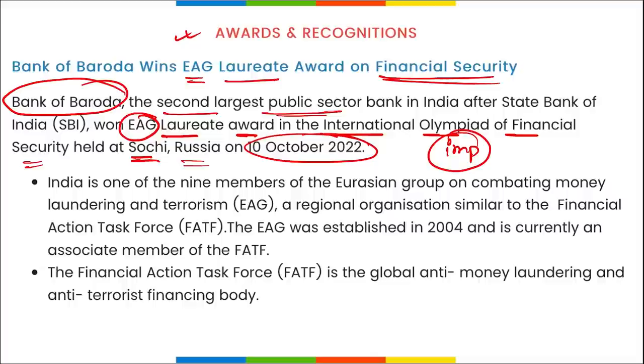Alright, highly important. Then remember, India is one of the 9 members of the Eurasian Group on combating money laundering and terrorism, that is EAG, a regional organization similar to FATF, that is the Financial Action Task Force. And this FATF is basically an organization that works towards countering terror financing. The EAG was established in 2004 and it is currently an associate member of the Financial Action Task Force.